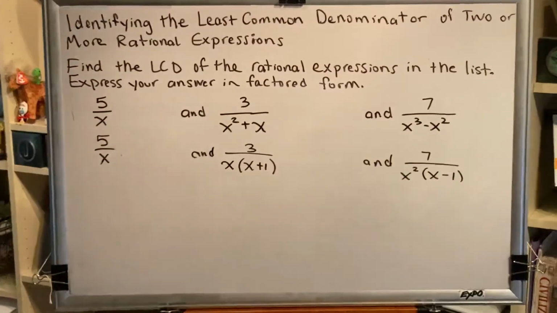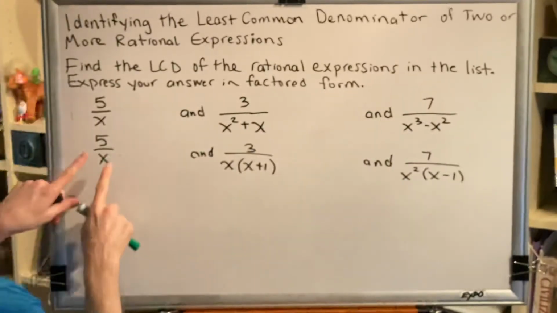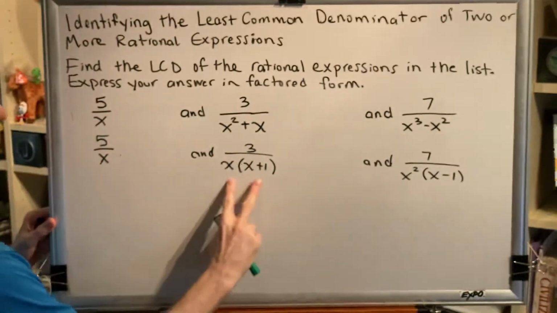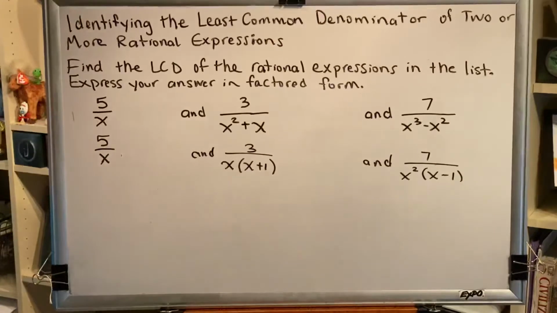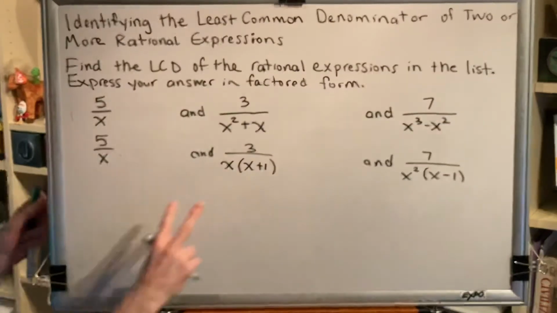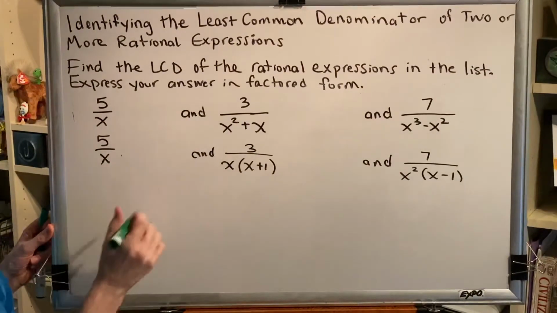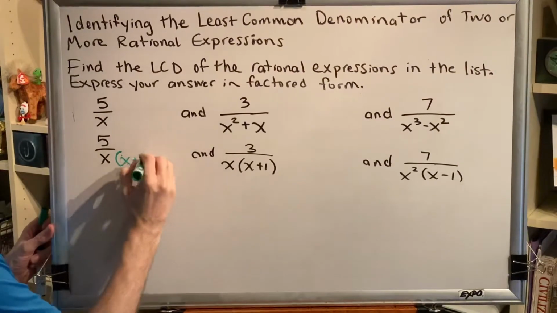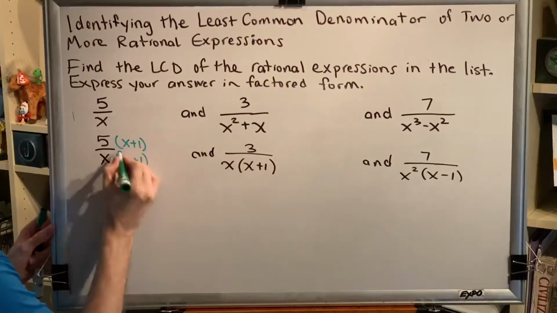All right, now we move on to the next step. Pretend you are this fraction, and look at the denominators of the other fractions and ask yourself, what factors do they have in their denominators that you wish you had in your denominator? So the first thing we might notice here is the second fraction has an x plus 1, but the first fraction is missing it. So we'll put an x plus 1 in the bottom, and to keep the fraction equal, an x plus 1 in the top.